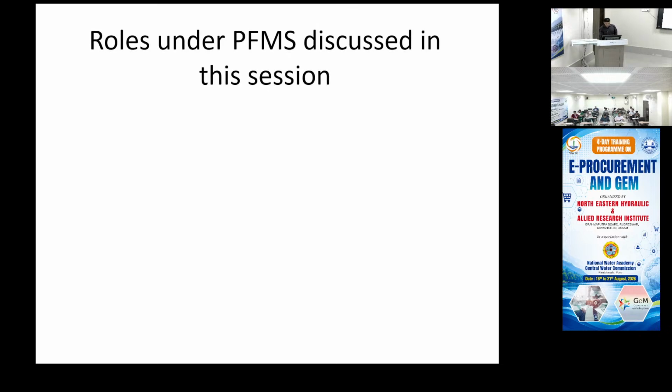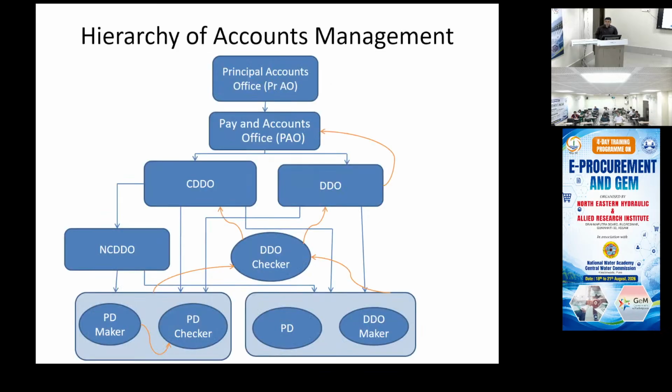This diagram will be the same for autonomous bodies? Similar. It may have different names, but it is a similar architecture. PAO and the DDO is in with the ministry. For which body you are talking about? So where is your PAO sitting? PAO is ministry, na? Ministry has PRAO, the Principal Accounts Office.